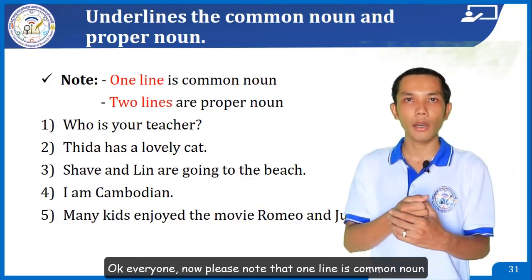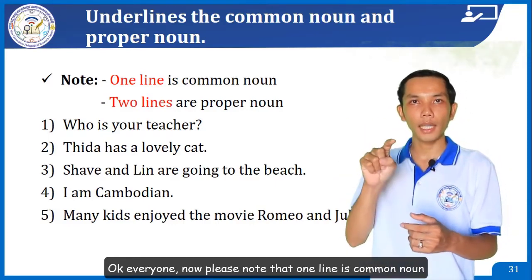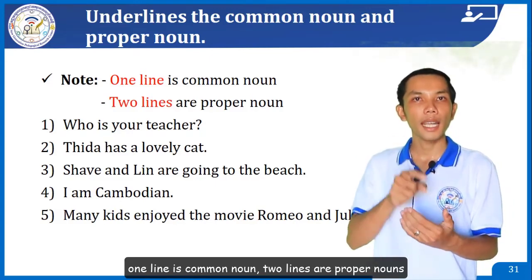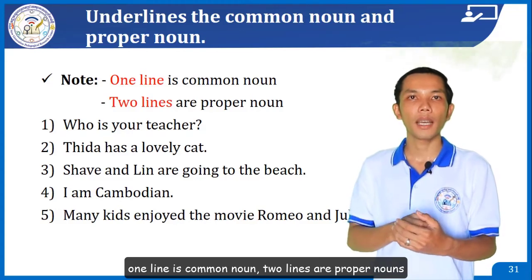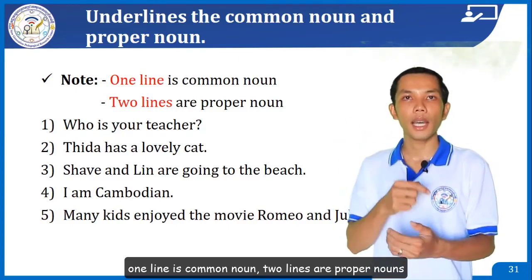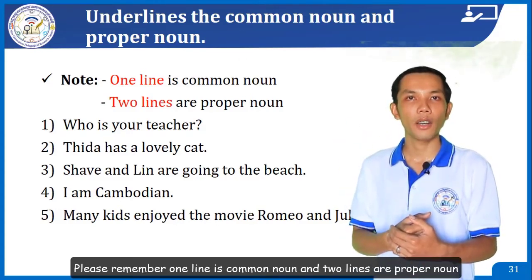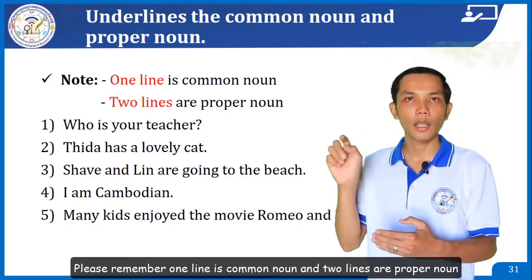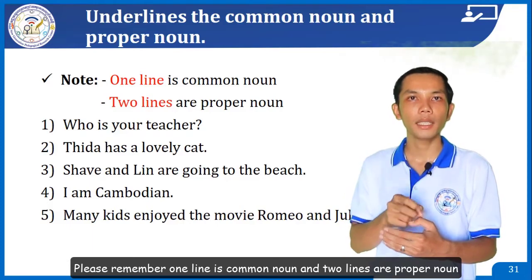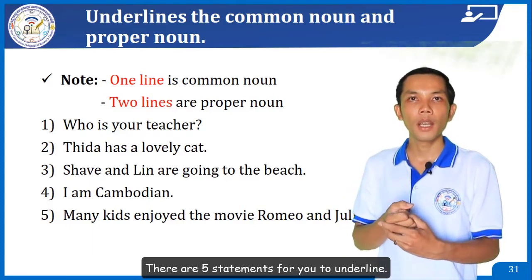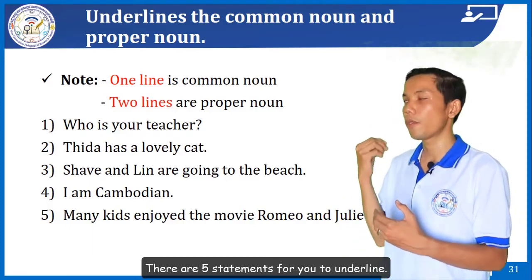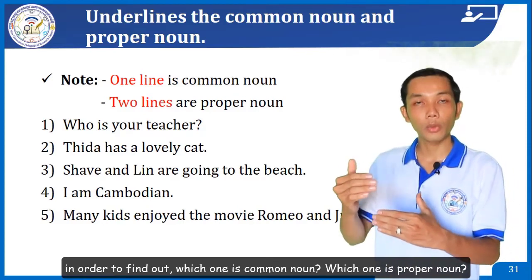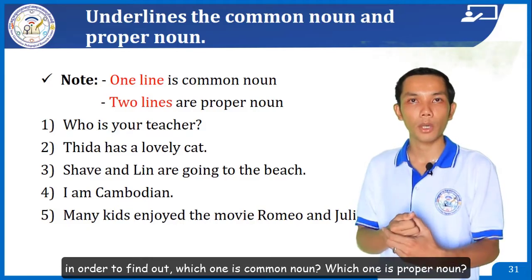Okay, everyone, now please note that. One line, you know one line? One line is for common nouns. Two lines are for proper nouns. Now please remember, one line is for common nouns, two lines are for proper nouns. There are five statements for you to underline in order to find out which one is a common noun and which one is a proper noun.